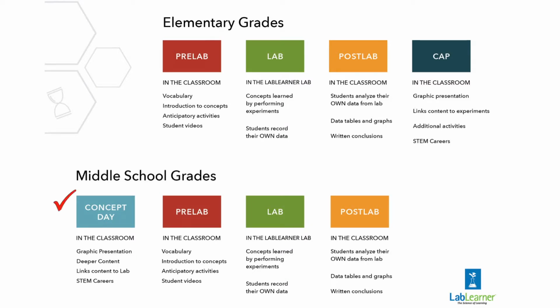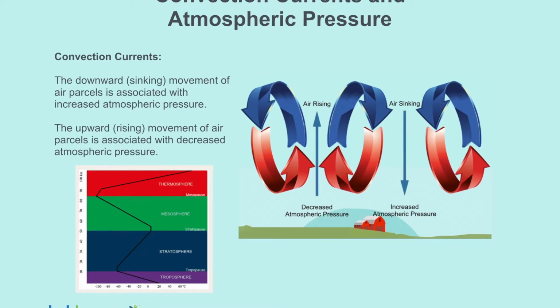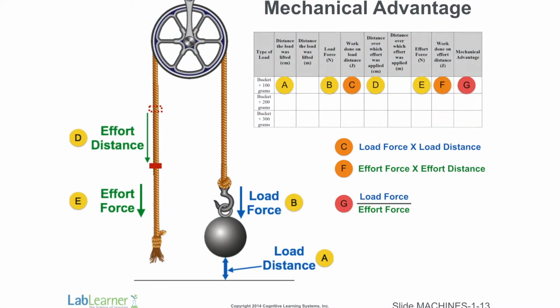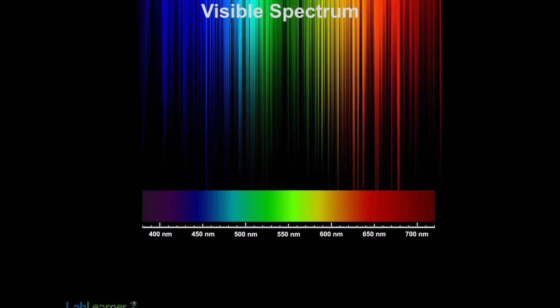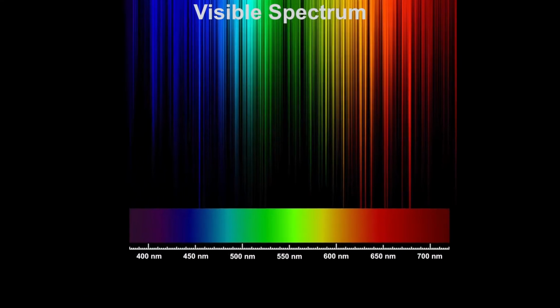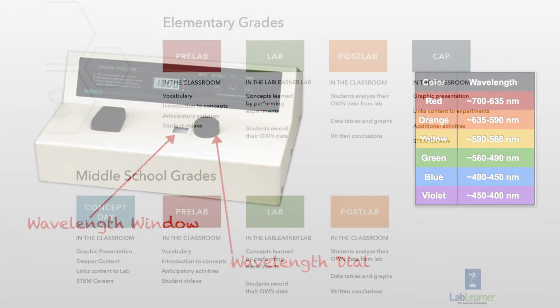You see that in the middle school level grades, there's this day one called a concept day. What we found over the years is that at the middle school level grades, some of the concepts are just a little bit meatier. And while you do get into the concepts in the pre-lab, it's generally exposure to that concept very specifically to what you're going to be discovering in the lab the following day.